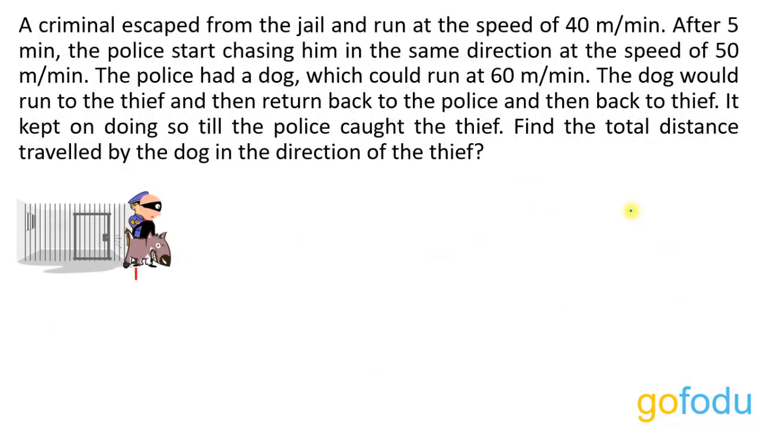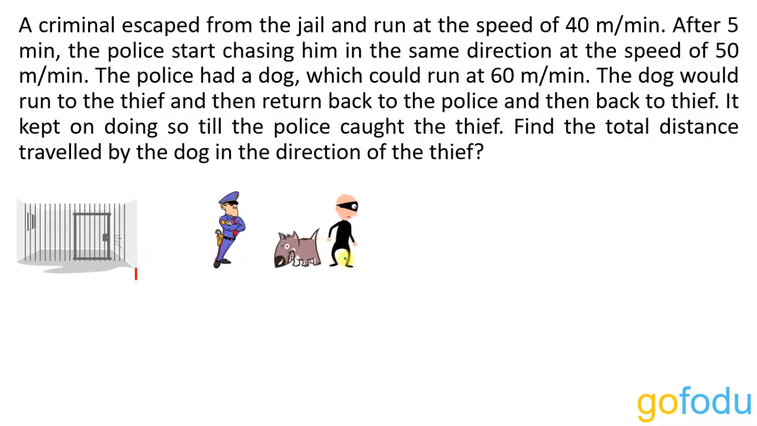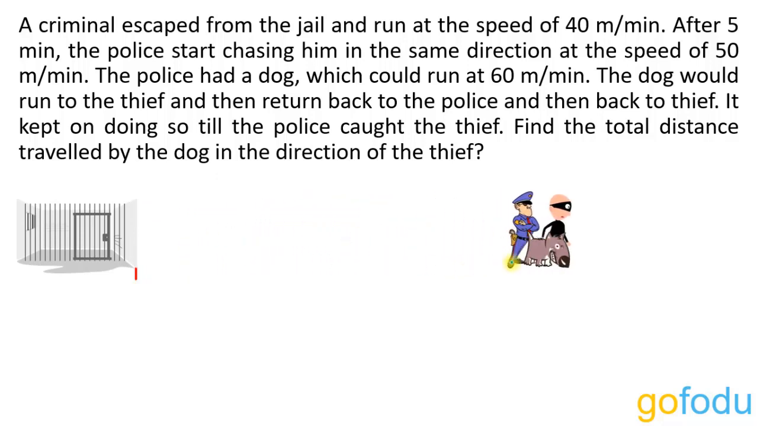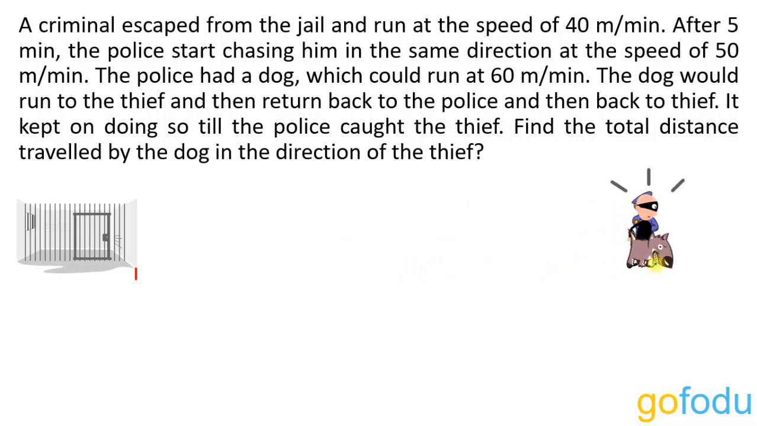Pause and read. Okay, so a thief escapes from the jail and after some time a police and a dog start chasing him. The dog, being faster, runs to and fro between the thief and the policeman till the time the thief gets caught. And we have to find the distance traveled by the dog in the direction of the thief. This is important, in the direction of the thief.